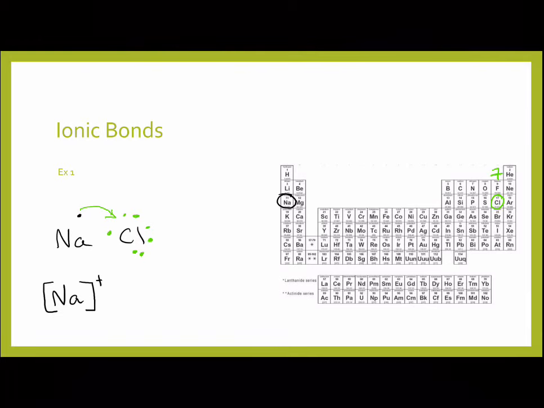Chlorine now has a full octet. It has 8 electrons, so we'll draw those around. And it is also an ion, so it has to be in brackets. And since it gained 1 electron, it's negative, so we have to put the negative charge.